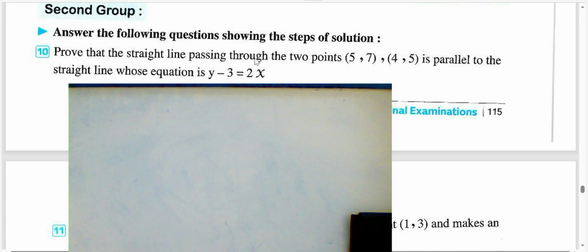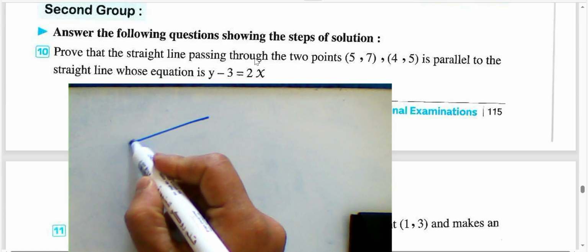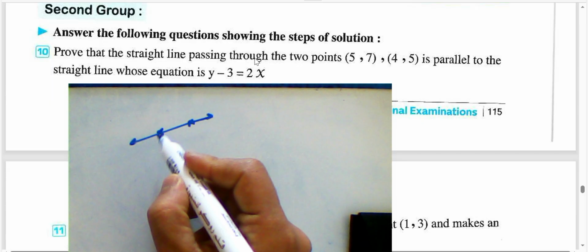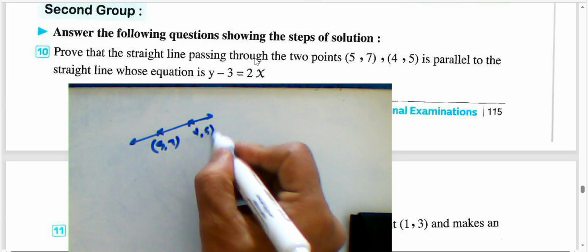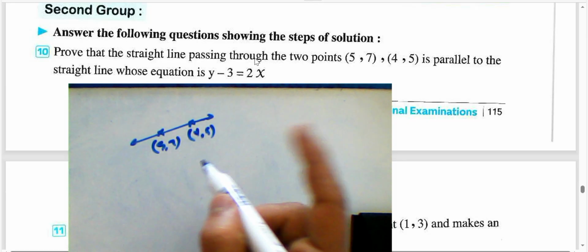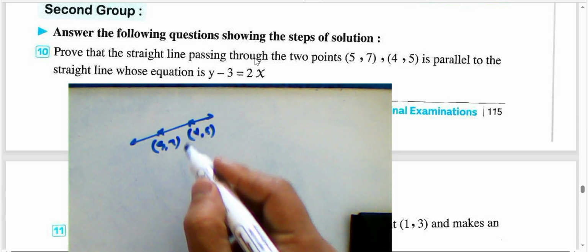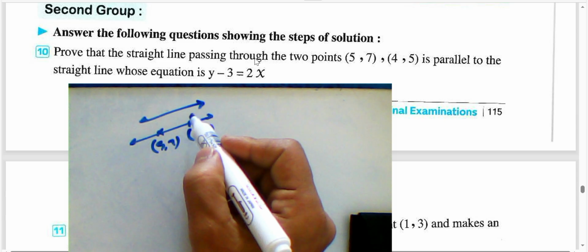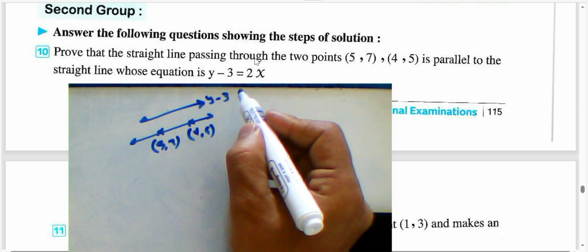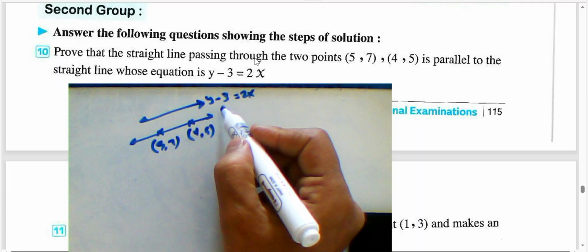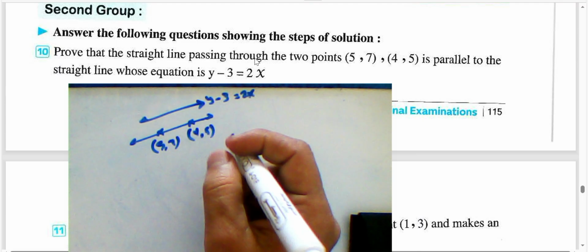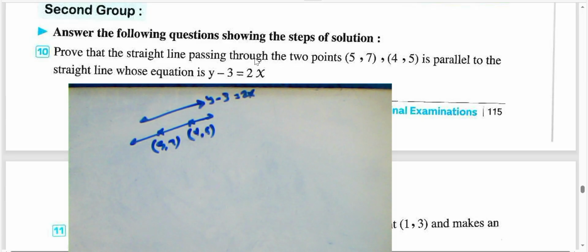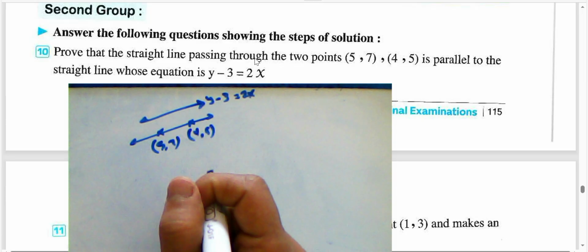Next question. Prove that the straight line passing through 2 points, (5, 7) and (4, 5), is parallel to the straight line whose equation is y minus 3x equals 3. We can prove that if slope 1 equals slope 2, then L1 will be parallel to L2.